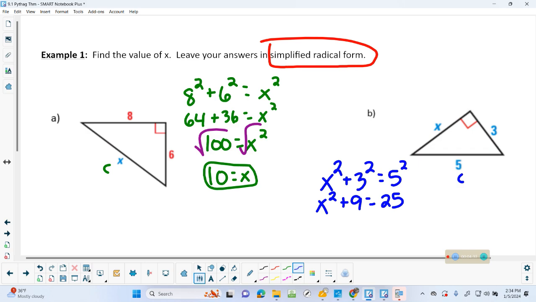Now, to solve for x, we're going to use some of our algebra skills. How are you going to get rid of the plus 9? Yeah, do it in your head. What's 25 minus 9? 16. Quick over there today, Dean. I like it. What gets rid of the squaring? Do it in your head. What's the square root of 16?